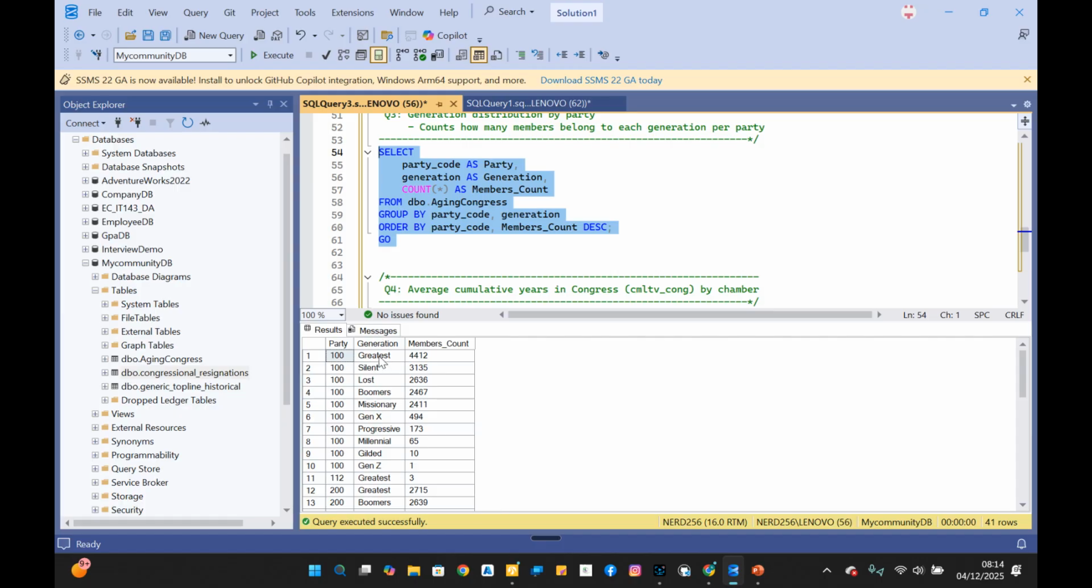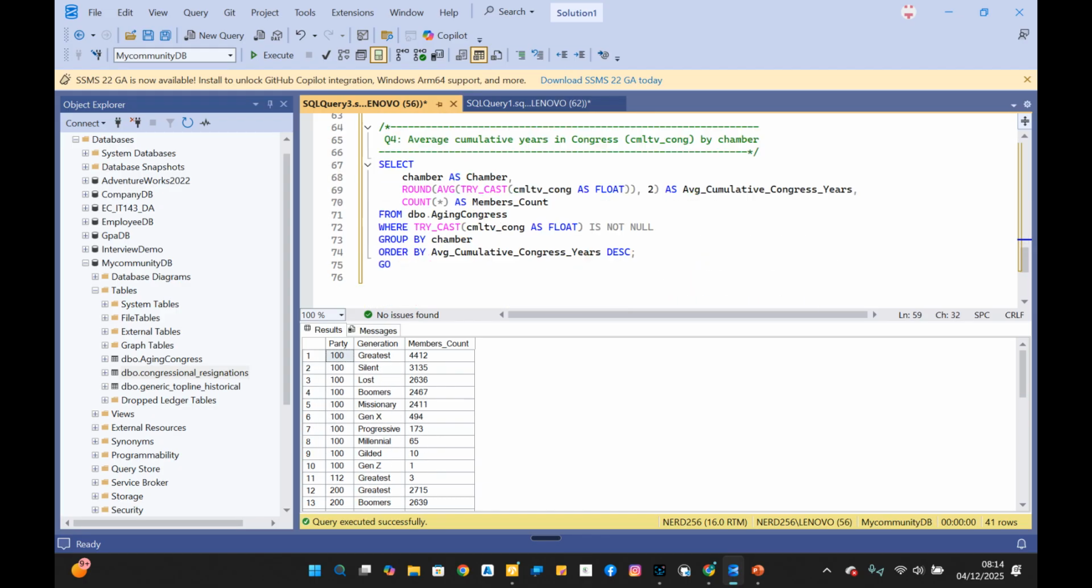You look at under generation: the greatest, silent, lost, boomers, missionary, Gen X, progressive. In this, you can count. And you look at the members count. These are the numbers in that category. So the last question in this community is average cumulative year in Congress.